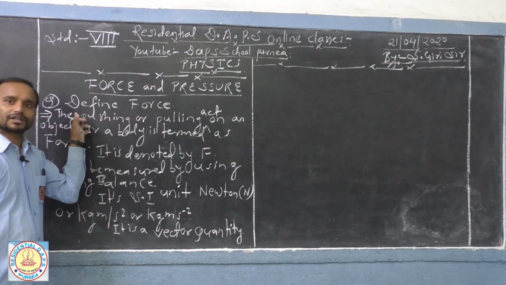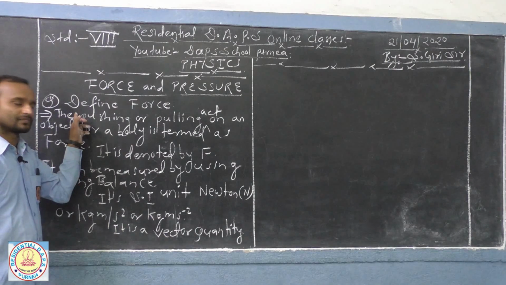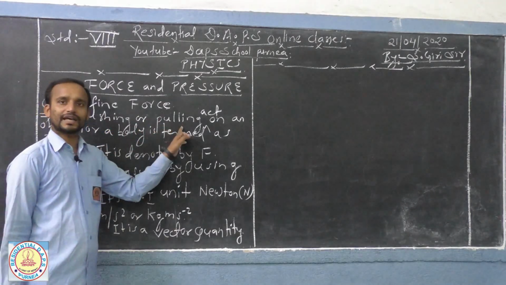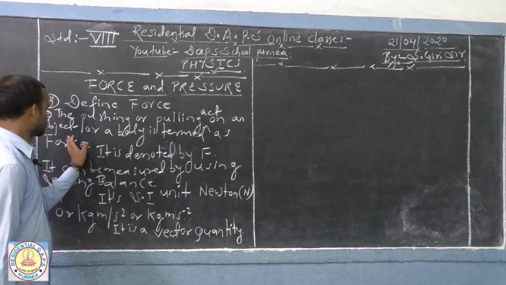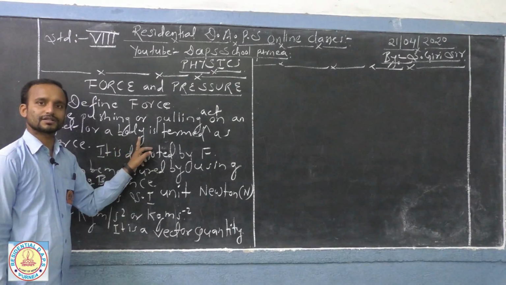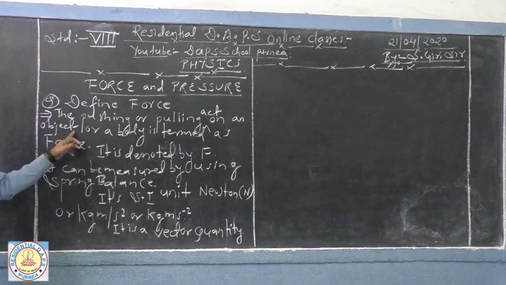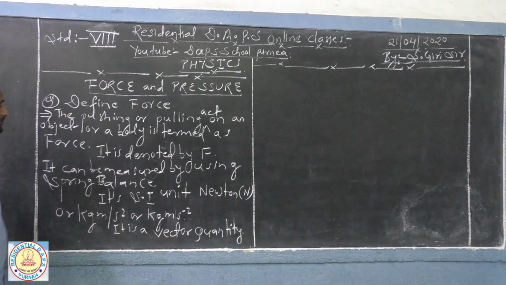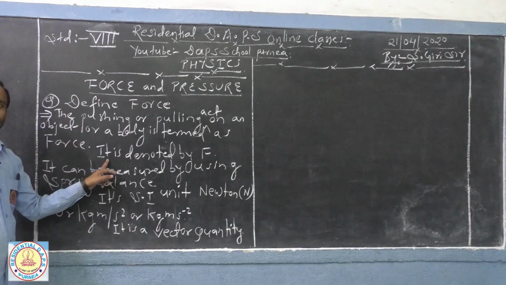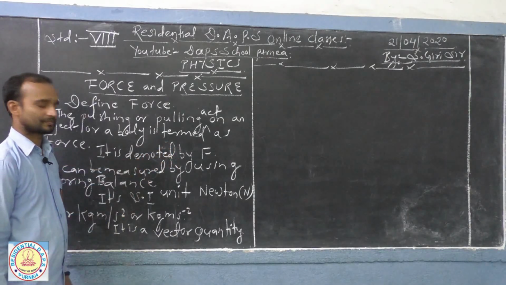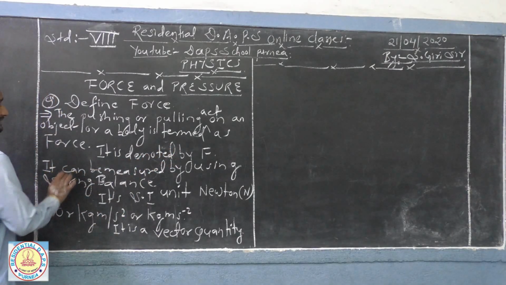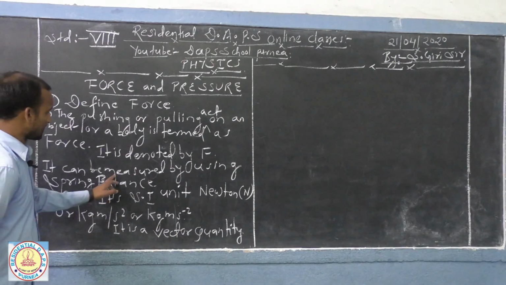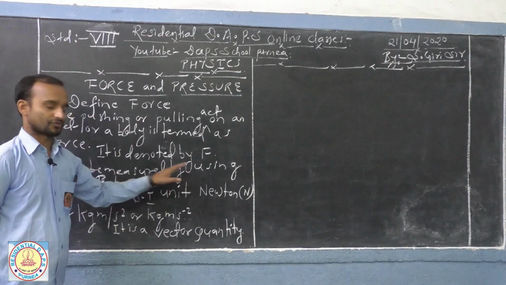So let me repeat once again: the pushing or pulling act on an object or a body is termed as force. You can see properly here, the pushing or pulling act on an object or a body is termed as force. So this is the definition of force, you can write it. It is denoted by capital F, and it can be easily measured by using a spring balance.